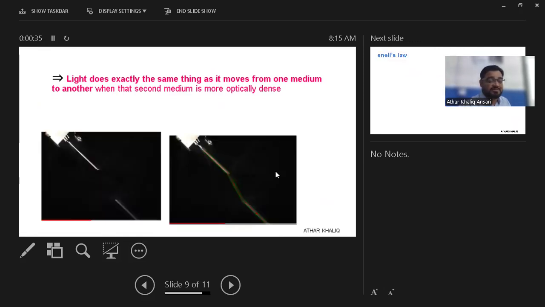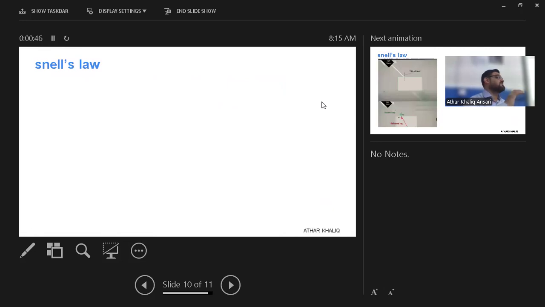So here is a clear picture. The actual path of light was the above one, the incident ray, but you can see the last one, the refracted ray, is different. So this is called refraction. Now to understand refraction further, we will study Snell's law.